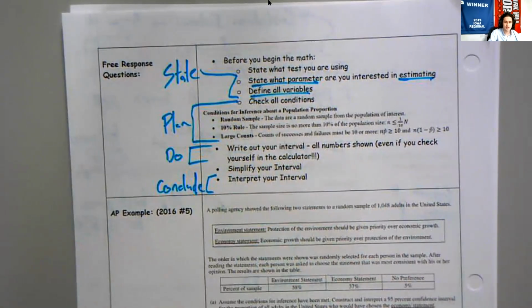Planning. What's the process we're going to use, and why are we justified in using this process? Why are the conditions met? We're going to do the thing. We're going to churn out the numbers. And then we're going to say what this interval means in the context of the problem.